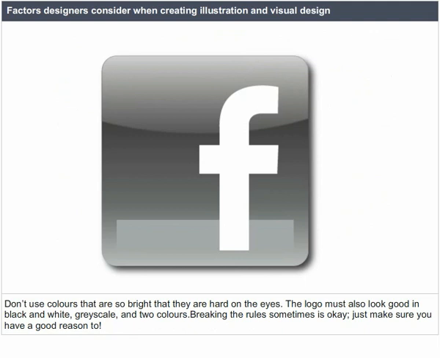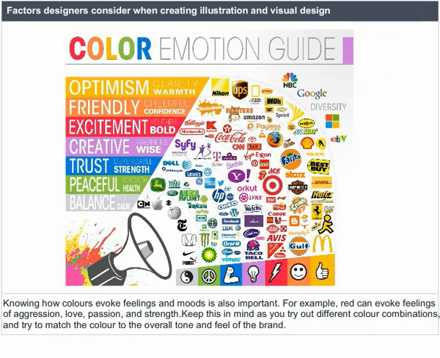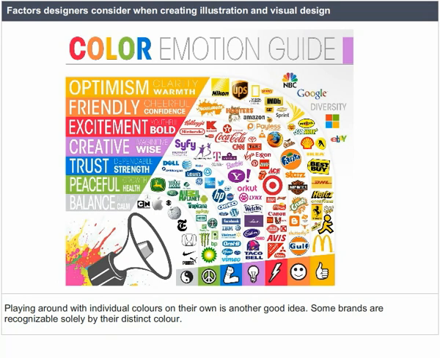Knowing how colors evoke feelings and moods is also important. For example, red can evoke feelings of aggression, love, passion, and strength. Keep this in mind as you try out different color combinations and try to match the color to the overall tone and feel of the brand. Playing around with individual colors on their own is another good idea. Some brands are recognizable solely by their distinct color.